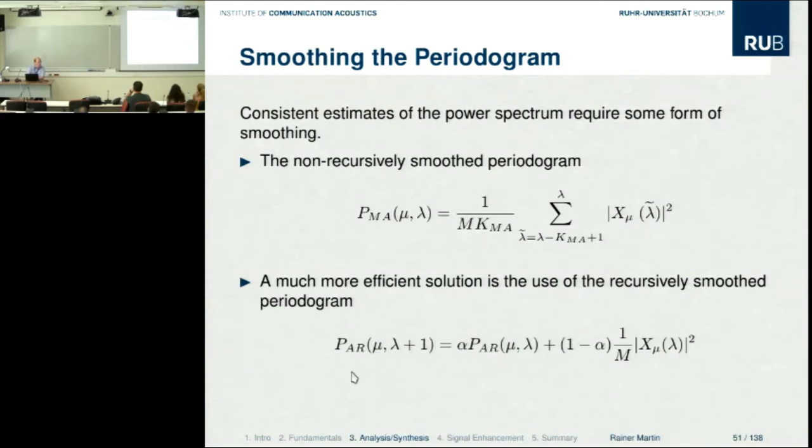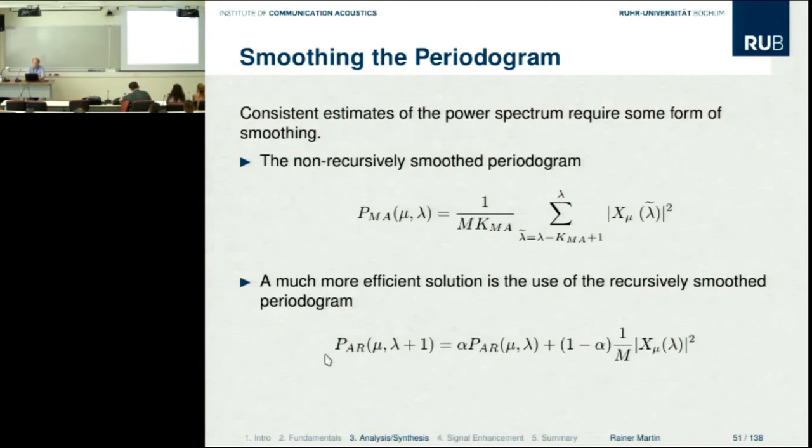And this is, again, an equation that we will need in the afternoon. So here we use simply a first-order recursive system with a parameter alpha to generate a running estimate of our power spectrum. So here again is the input periodogram of the new frame, of the latest frame. We multiply it by 1 minus alpha, and then we take the last estimate we had, multiply it by alpha, and add it to this. And this gives us a new estimate for the new frame at time lambda plus 1. Mu, by the way, is a frequency bin index here. Lambda is the frame index.